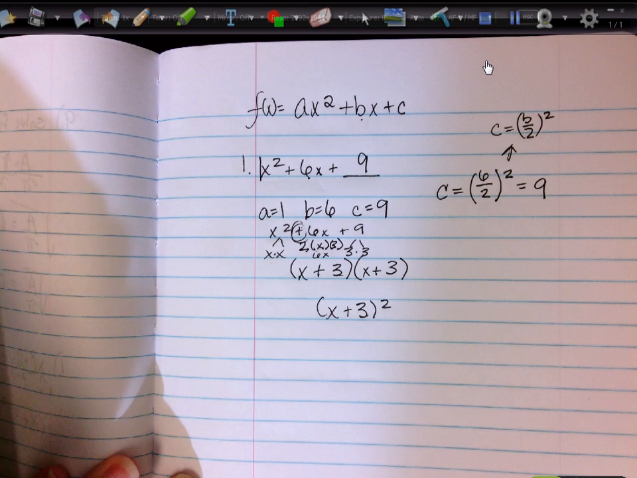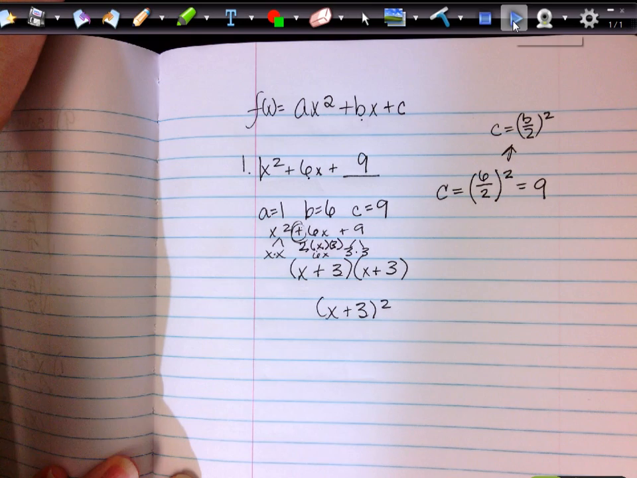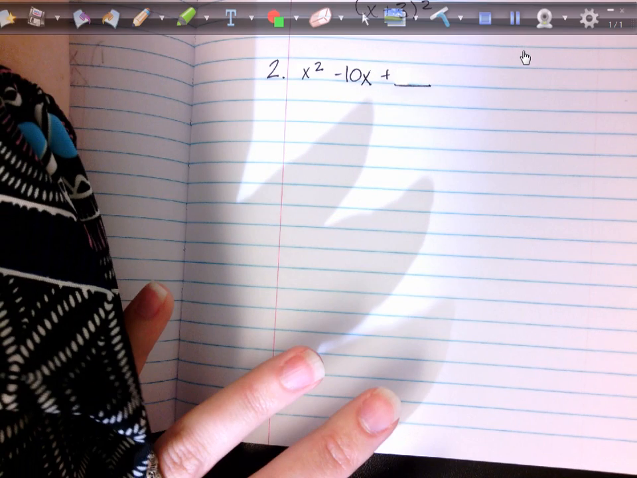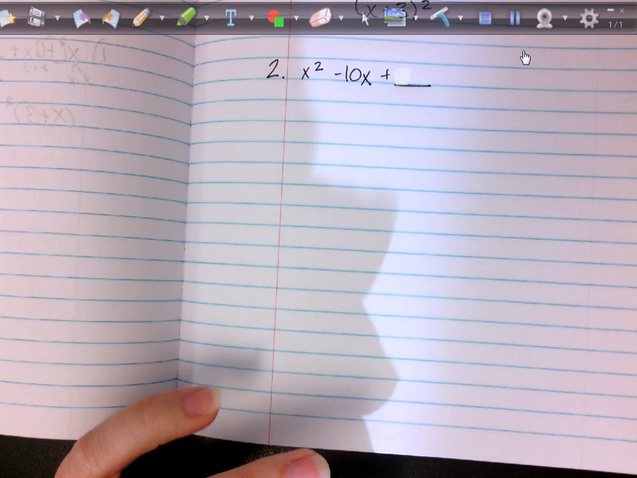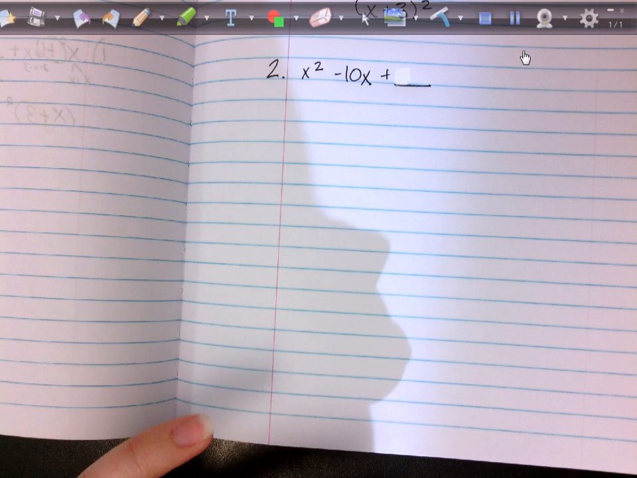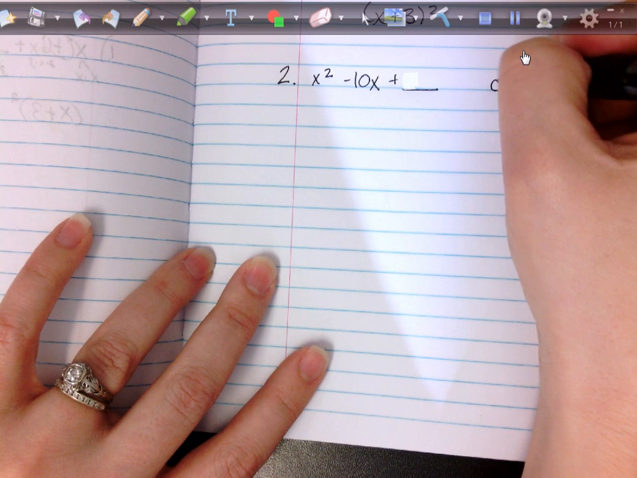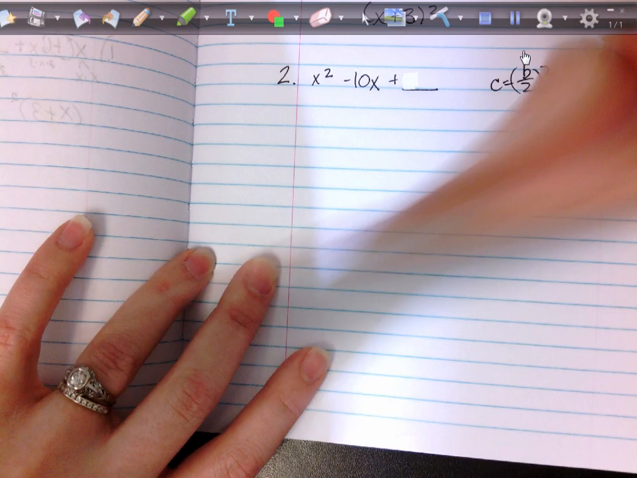Make sure that you have all of that down before you move on. All right, go ahead and get down number 2. It is x squared minus 10x plus blank. So again, we're going to use this formula. C equals b over 2 in parentheses squared.